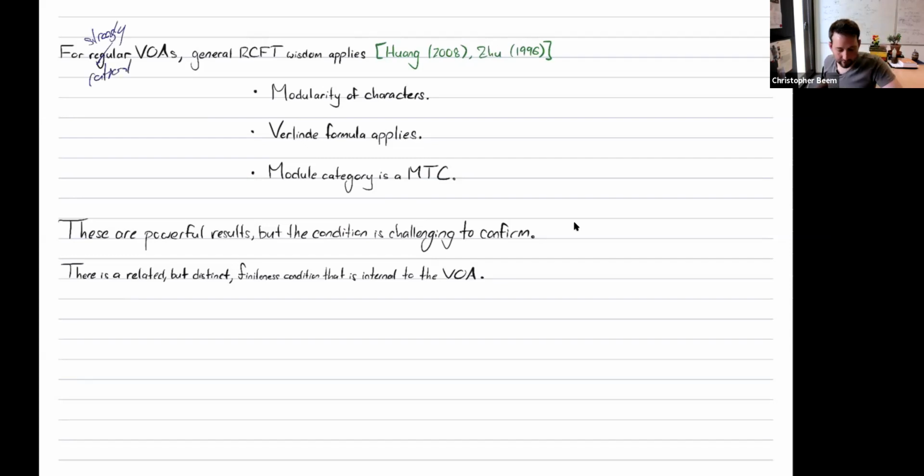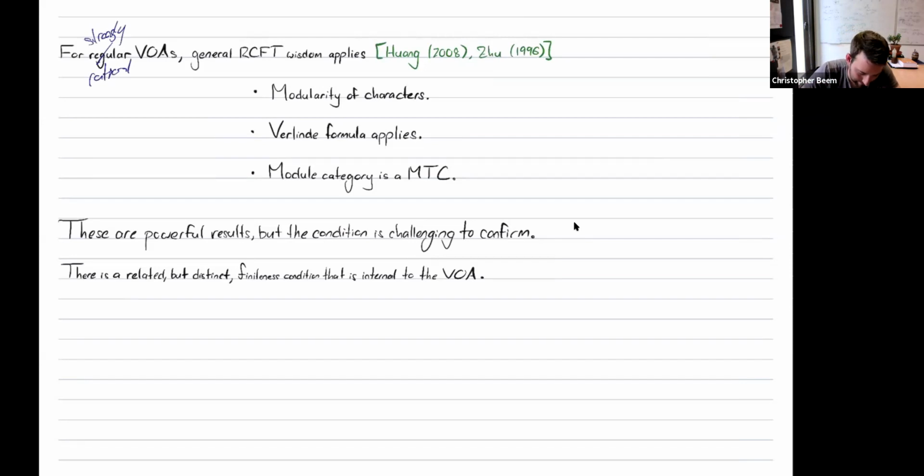If you have a strongly rational vertex operator algebra, then you get the Verlinde formula, which has to do with so-called fusion rules, which I haven't reviewed. You get that the characters of your modules transform as a vector valued modular function. You get that the category of modules is actually a modular tensor category, which is a great sort of thing.